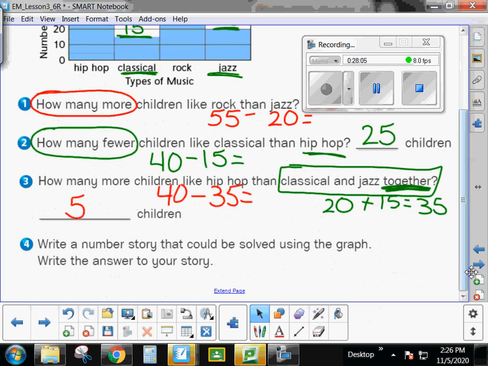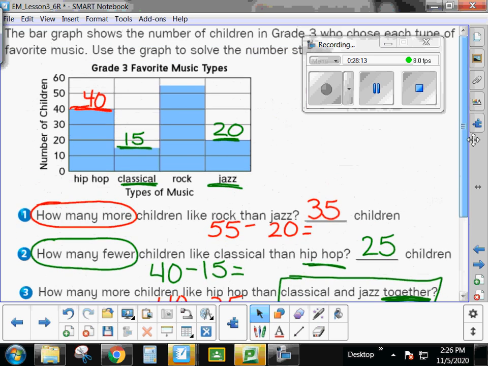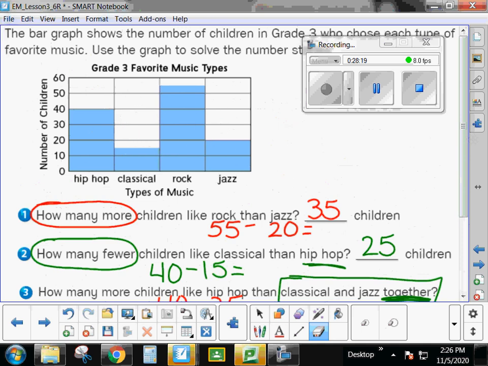All right, and then in number 4, it wants you to write a number story that could be solved using the graph, and then write the answer to your story. Boys and girls, when you're looking at bar graphs, you can always look to see which is the most favorite, which is the least favorite. You can find those how many more, how many fewer questions. You can ask those questions how many together. So go ahead and come up with a good question on your own. All right, guys, that is it for Math Message 3-6.